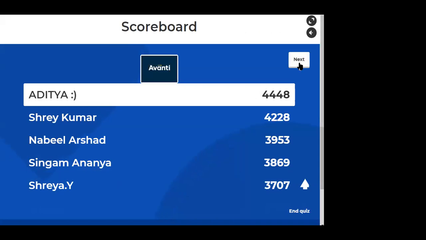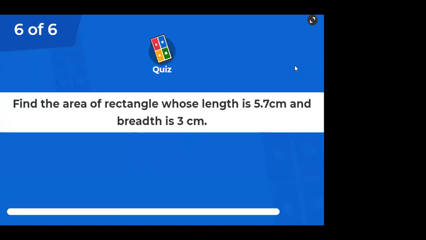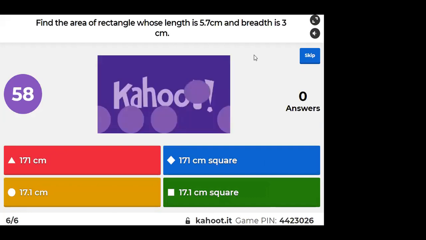Okay, very good, Shreya. You reached the top 5. Last question: find the area of a rectangle whose length is 5.7 centimeter and breadth is 3 centimeter. Area of a rectangle is equal to length into breadth.